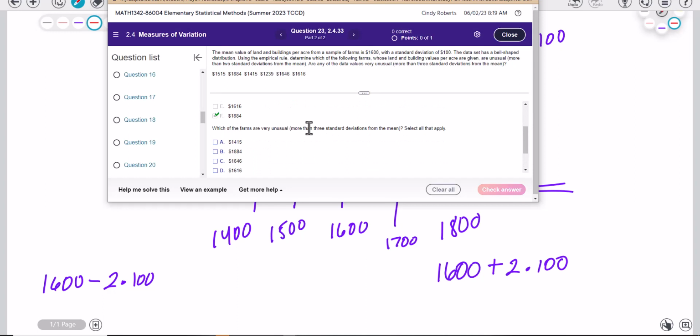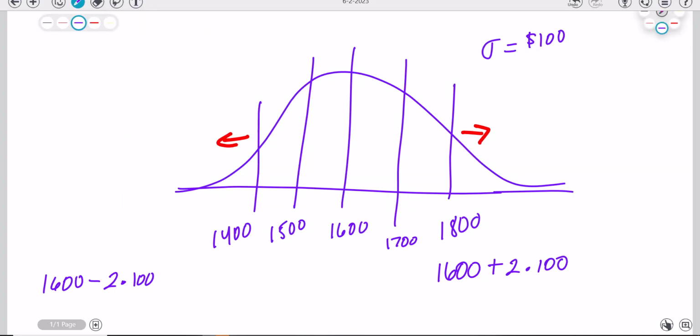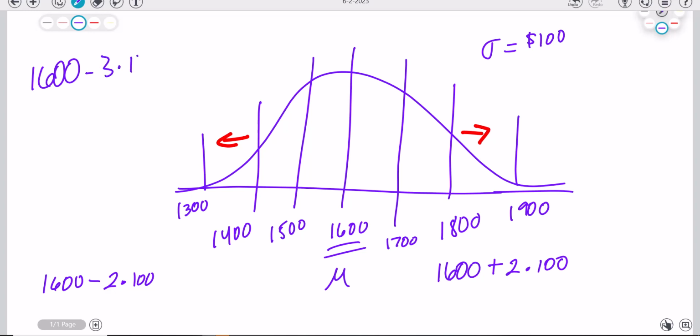Now they come back and they say, which are very unusual, more than 3 standard deviations. Well, once again, you just go another standard deviation. So that would be 1,300, and that would be 1,900. If you really understand what this is saying, so there's my mean, you don't have to do each one of these. Again, you could have just started at 1,600 minus 3 times 100, 3 standard deviations, and that's how I got that value. And then of course 1,600 plus 3 times 100, and that's how I got the 1,900.